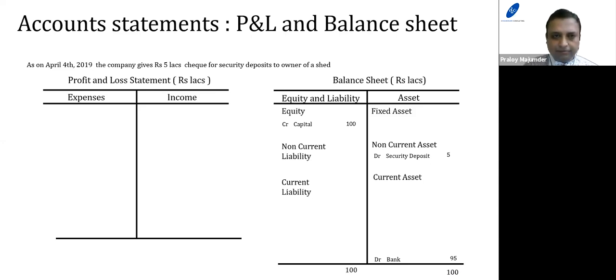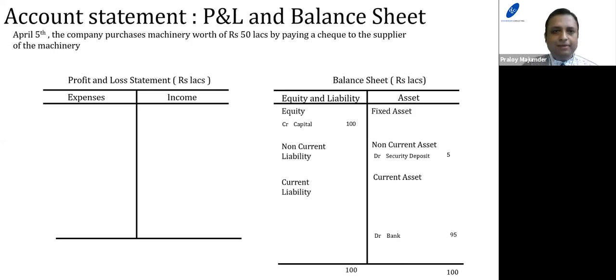Let us proceed. Now what is happening? On April 5th, the company purchases machinery worth rupees 50 lakhs by paying a check to the supplier of the machinery. Very simple concept. It's an outflow of fund. Outflow of fund immediate. So if outflow of fund immediate, first entry would be credit balance sheet asset bank 50 lakhs. Now what would be the second entry?